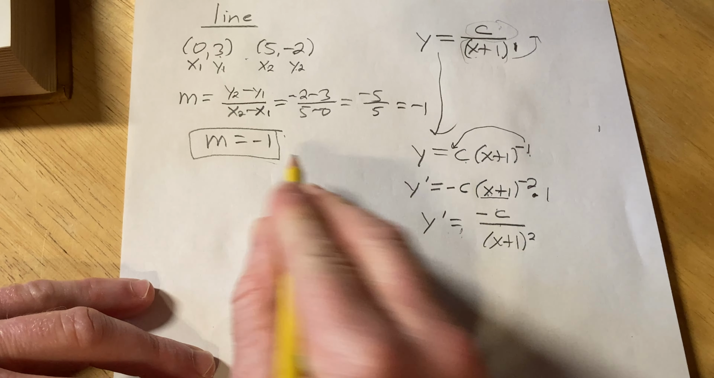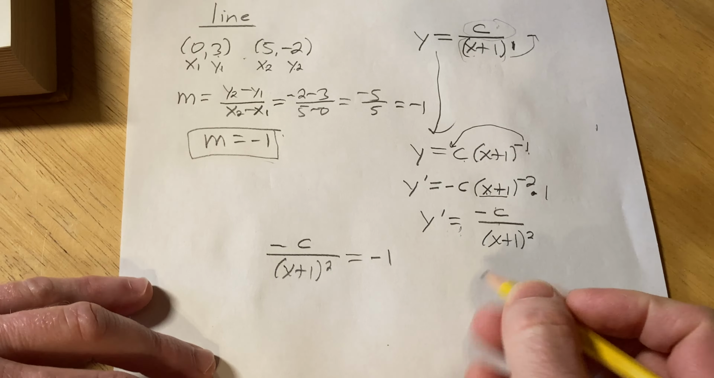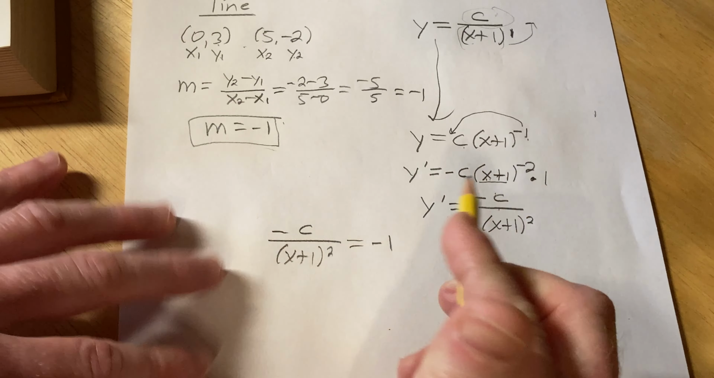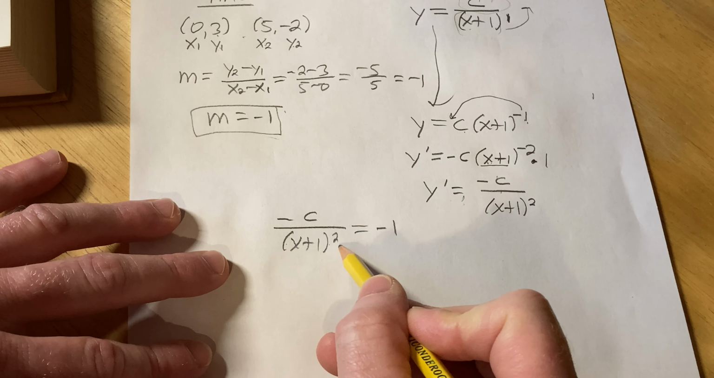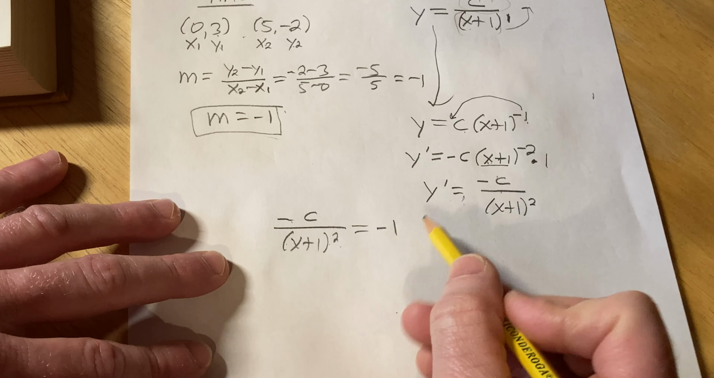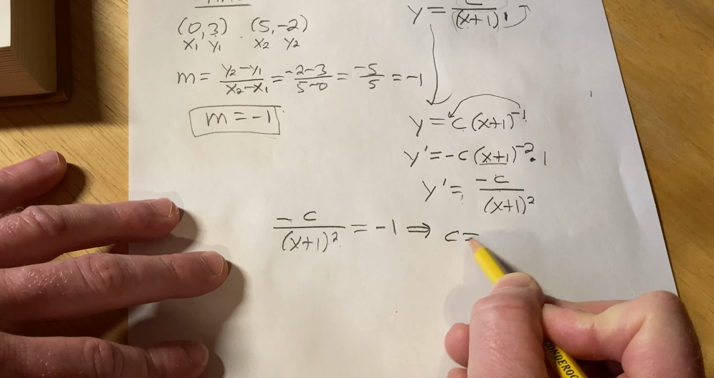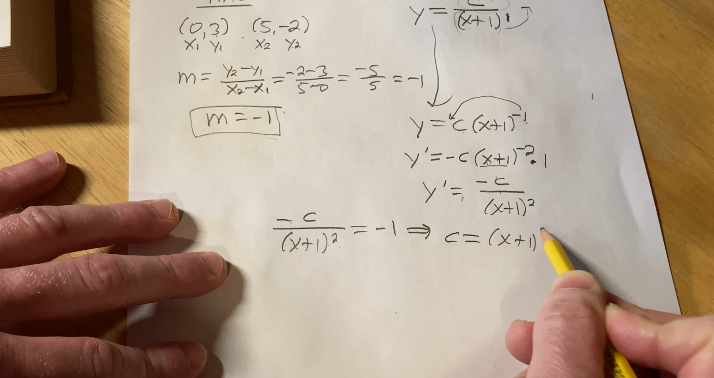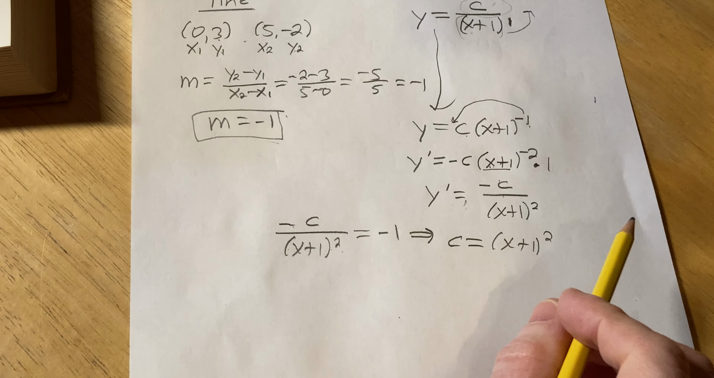So this is equal to -1. To solve this for c, I'm going to just skip some steps here. So we're going to multiply by x plus 1 squared and also by -1 at the same time. That's going to give us c equals x plus 1 squared. So we're kind of stuck, right? We have to find the value of c.